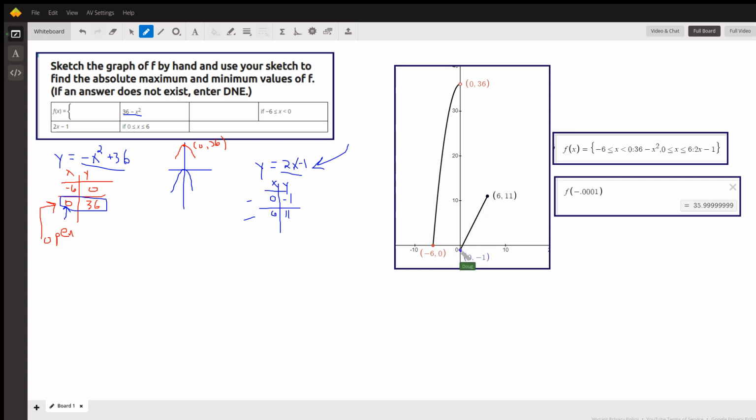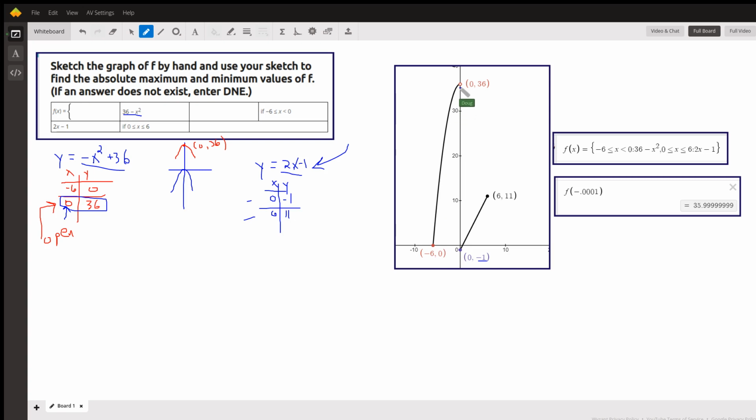So if I plot those 2 points, I do get a linear graph with a slope of 2 and a y-intercept of negative 1. Now, looking at this graph, you can tell that there is an absolute minimum at 0. The absolute min is negative 1. You can't get any lower than that, but that negative 1 is an exact value.